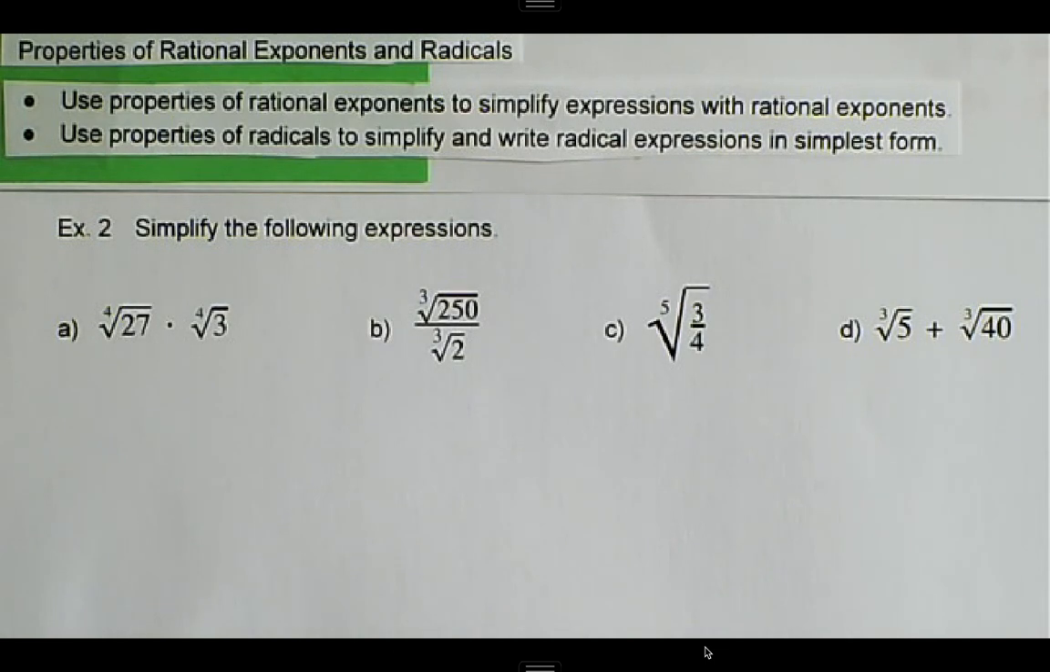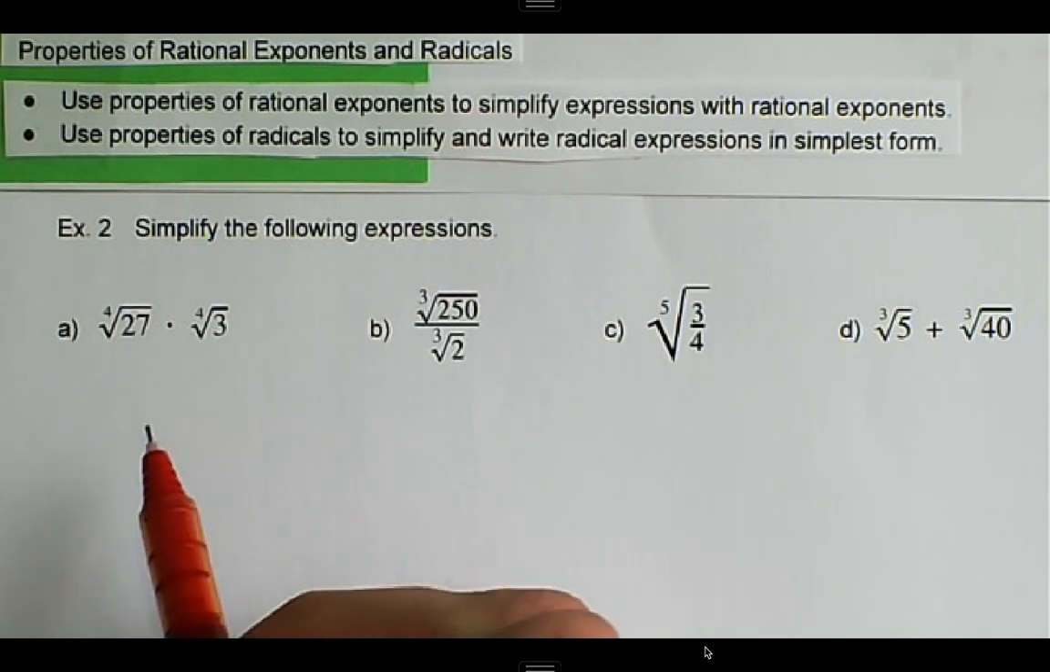We are talking about properties of rational exponents and radicals. And we are going to simplify the following expressions. In this case, we're talking about radical expressions. So we have to use our properties of radicals in order to try to get these in the simplest form.